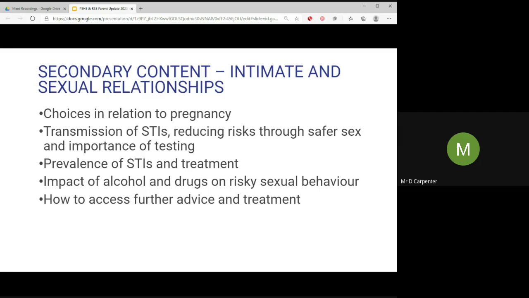So that is all of the content that we are now required to cover for students on their journey from years 7 to 11. Now, this is a part of the PSHE curriculum. It's not the sole aspect of our PSHE curriculum at EP. However, it is something that the government has encouraged us to produce for all students to make sure that they are receiving the education that they have a right to.